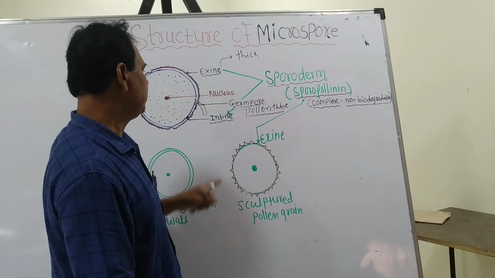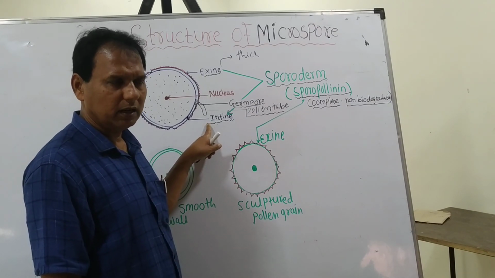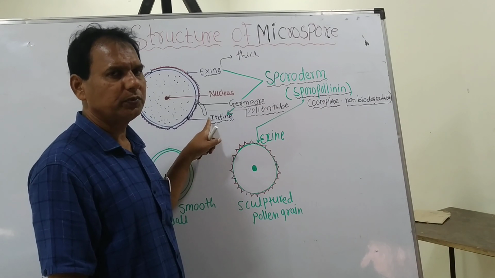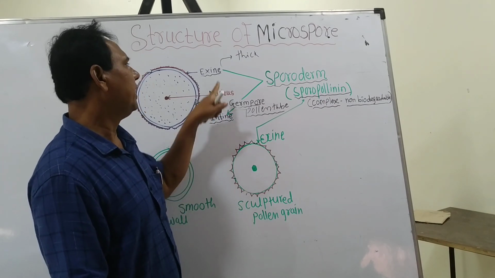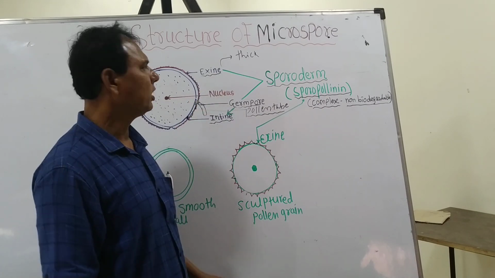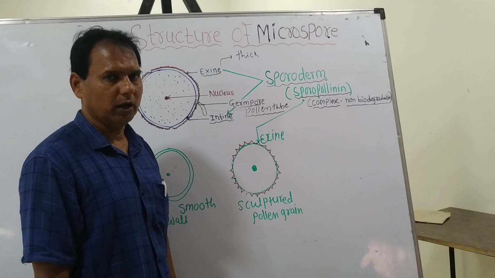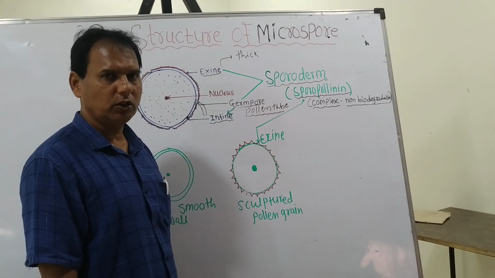And the second layer, the intine. The intine is thin and it is made up of cellulose and pectin. It is present inner to the exine. Got the points? This is the brief structure of microspore. Okay, thank you very much.